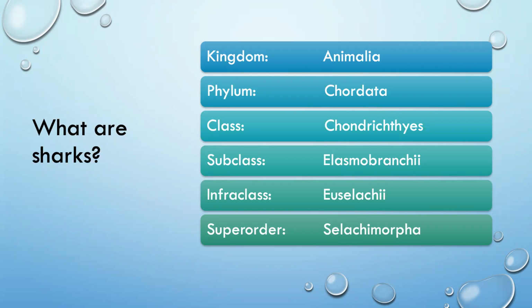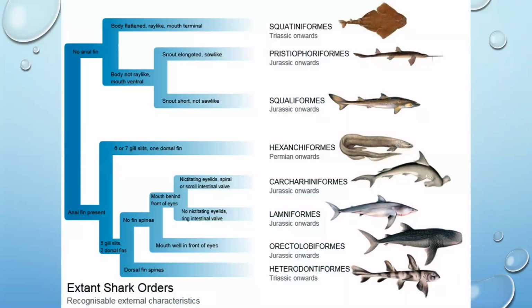And then finally, down lower, they're in a superorder, which means it's kind of a cluster of orders that all go together. And I'm going to show those to you. So there's about 8 different orders of sharks that are living today. There's about 4 orders that are extinct, meaning that they're not around anymore. But the sharks are divided up into 2 big groups, depending on whether they have an anal fin. And then it's divided by things like how many gill slits they have, their spines, their anatomy, and whether they're short snouted or long snouted.